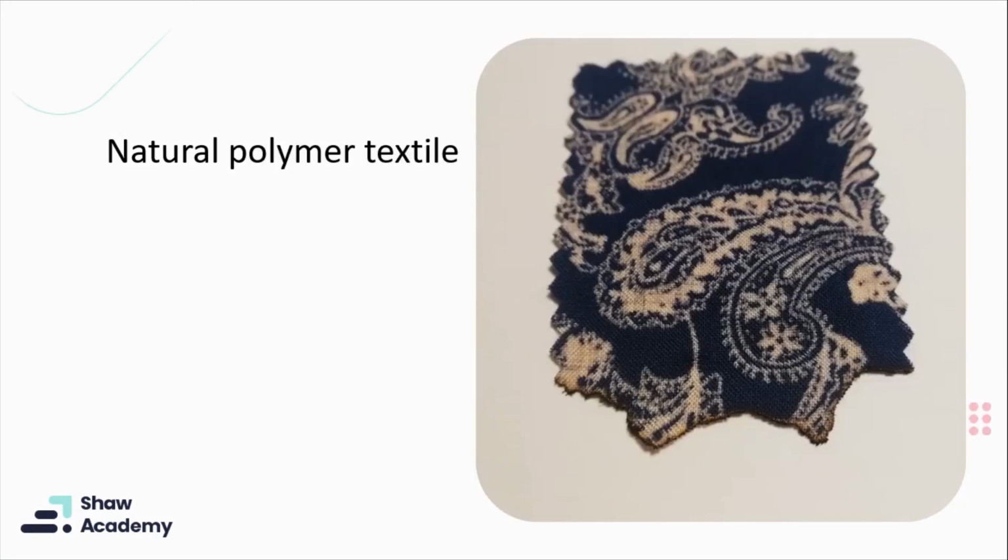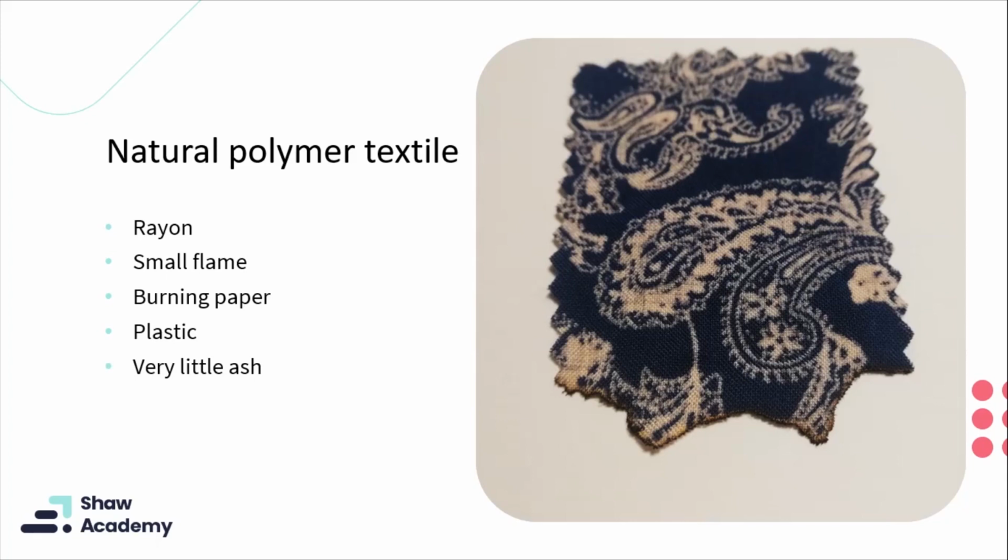This is the example of the natural polymer textile. This is a Rayon swatch. When I performed the test, these were the things I've noticed. First, there was a flame. Not a big one, but this told me that it had natural DNA. The smell was a mixture between burning paper and plastic, and it had very little ash. This is strange because a natural fiber will create ash and a synthetic fiber will melt, so it makes sense that this is a semi-synthetic fiber.